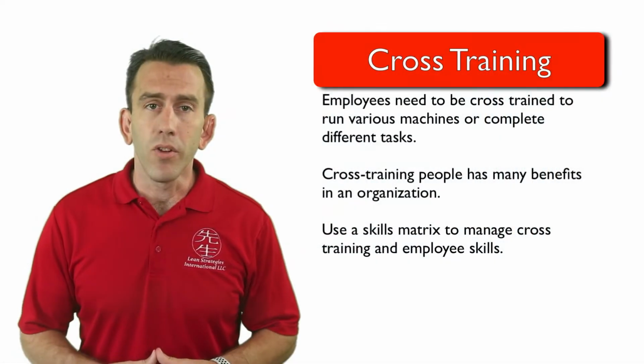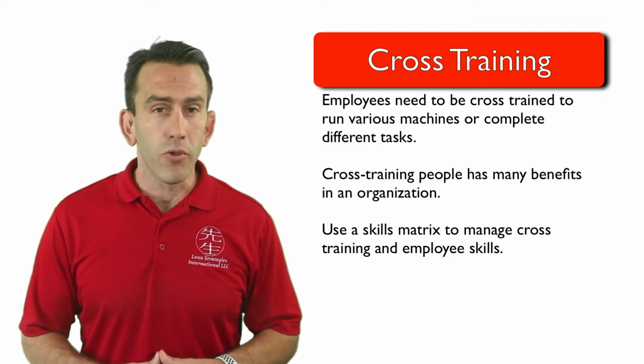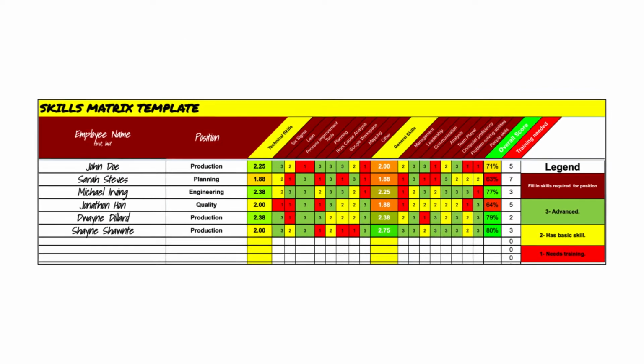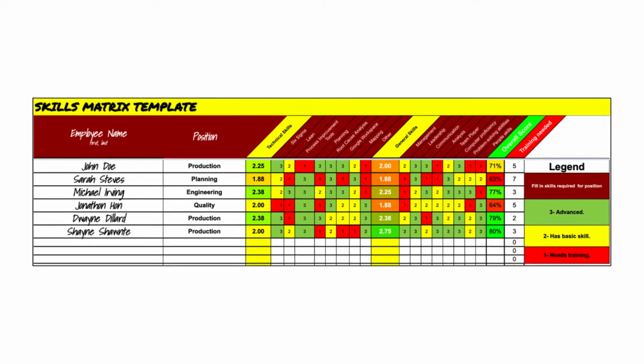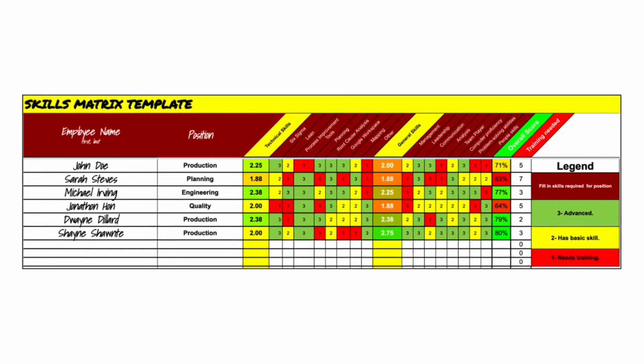One way that companies need to manage cross-training is with a visual skills matrix. The visual skills matrix gives employees a better view of who can do what and helps managers and supervisors set their teams up for success.